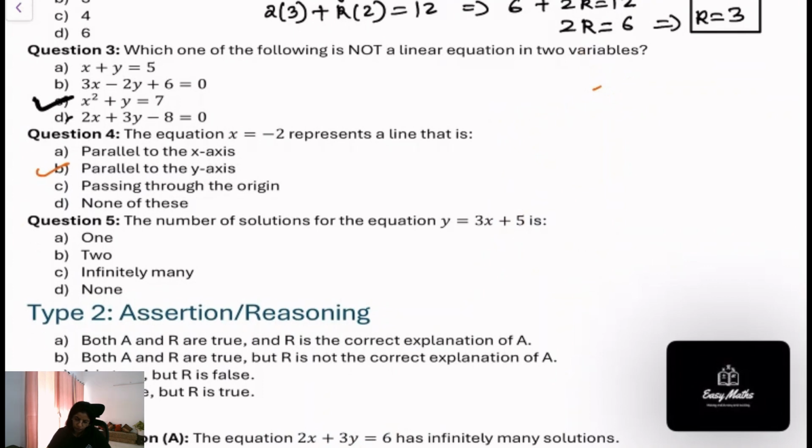The number of solutions of the equation y is equal to 3x plus 5. We have studied this. Any linear equation has infinite number of solutions. So we don't need to solve.